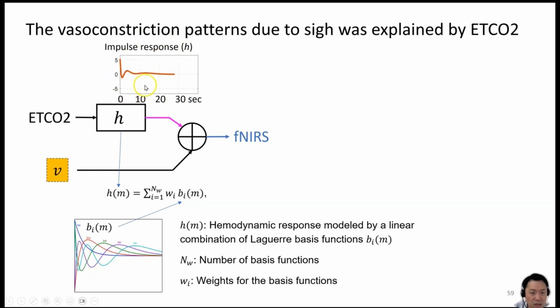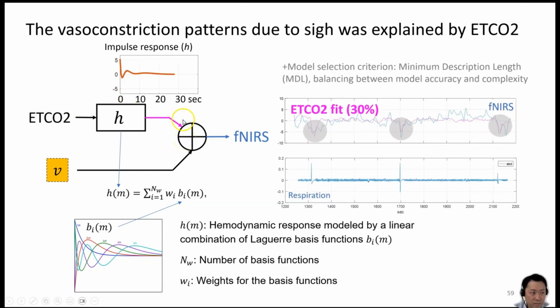You see this is one of the examples, and we see whether there's any impulse response that best fits the input and the output relationship. Now the blue line here is the F-near signal, and the magenta line shows how that CO2 signal was fitted into the blue signal using this model.